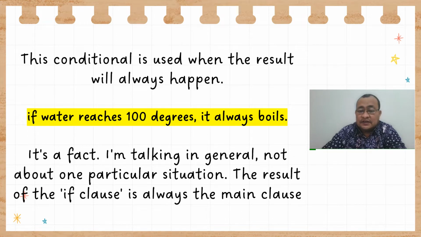Alright, so this conditional is used when the result will always happen. If water reaches 100 degrees, it always boils. So it always happens. Whenever water reaches 100 degrees, it always boils. So it's a fact. I'm talking in general, not about one particular situation. And the result of the if clause is always in the main clause.